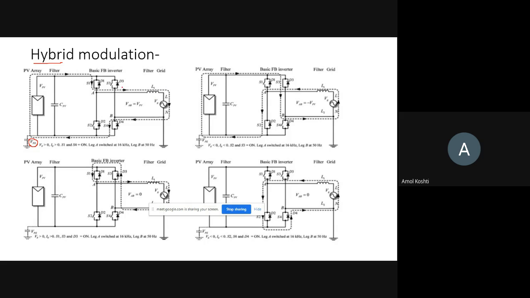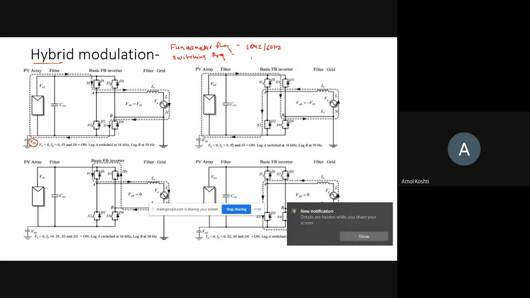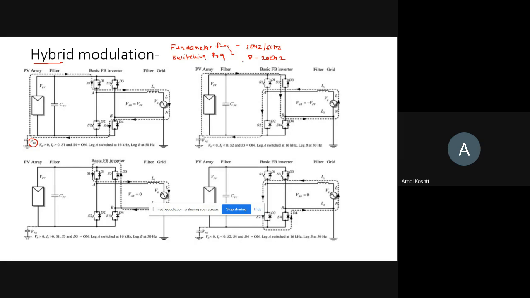Okay, and the switching frequency. I'll write here: the fundamental frequency is 50 hertz or 60 hertz, and the switching frequency can be from 8 to 20 kilohertz. The switching frequency can also be called a carrier frequency. It is used to produce the PWM output. So here hybrid is referred to.